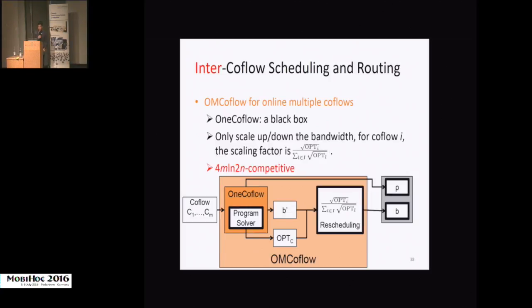So ultimately, the OMCoflow will output the bandwidth and the path for each of the flows. So through analysis, we show that OMCoflow can achieve a 4M ln 2n competitive ratio. And here, M is actually the number of the concurrent coflows.